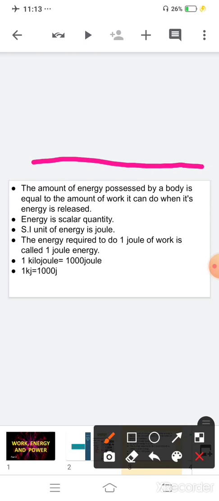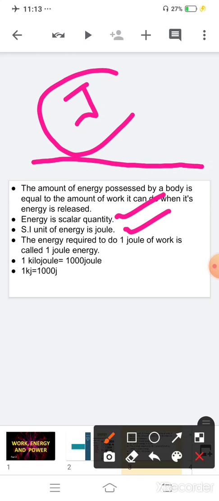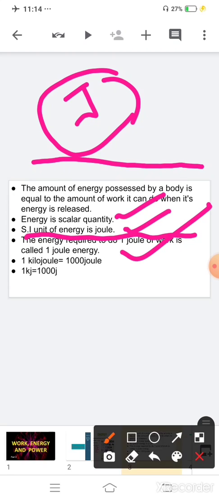Basically, energy is a scalar quantity. And what is the SI unit of energy? The SI unit of energy is joule, and it is denoted by capital J. What do you mean by 1 joule? The energy required to do 1 joule of work is called 1 joule energy.